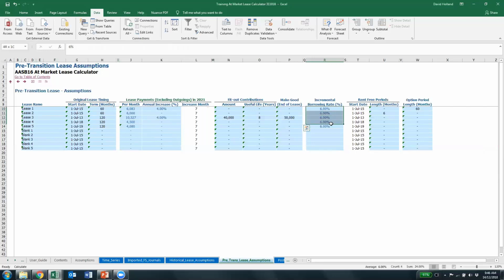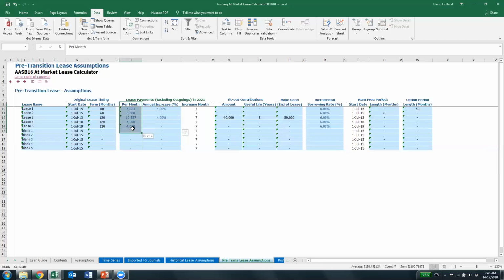You need to input the incremental borrowing rate. You can link that yourself if you prefer to, and it's formalised to bring those through. So first of all, you need to make sure that you have the correct incremental borrowing rate, which we said was 6%. You need to make sure that you reflect the right annual increases.